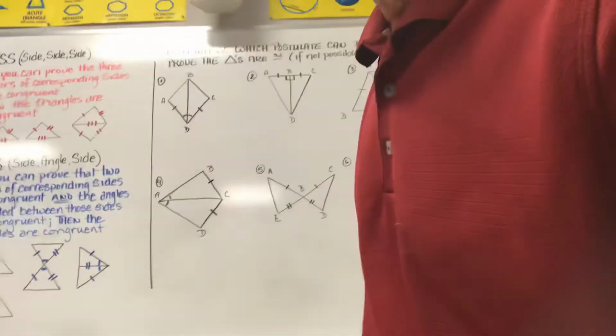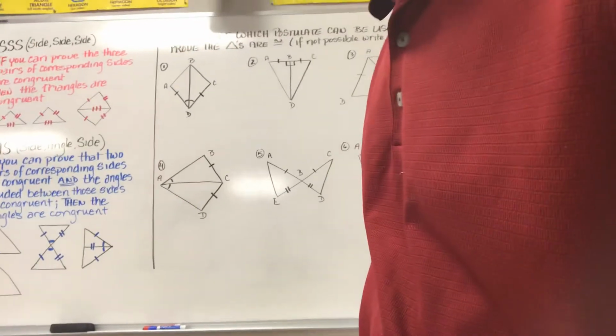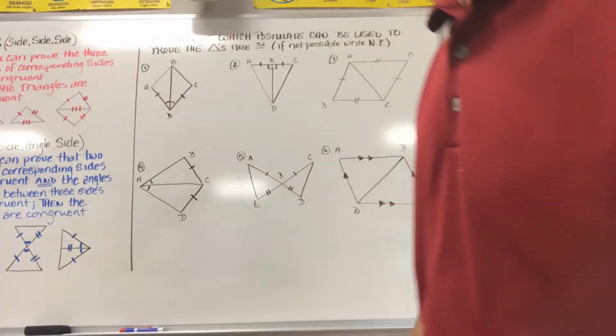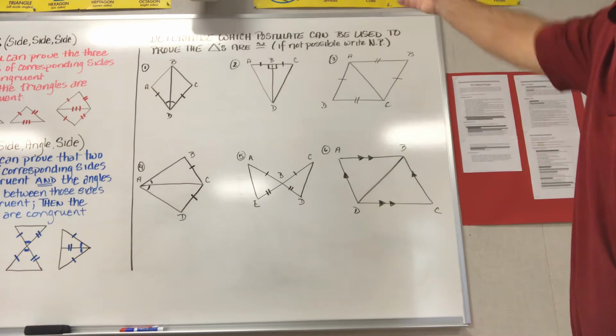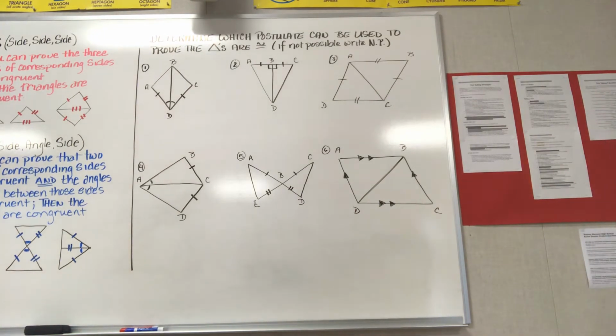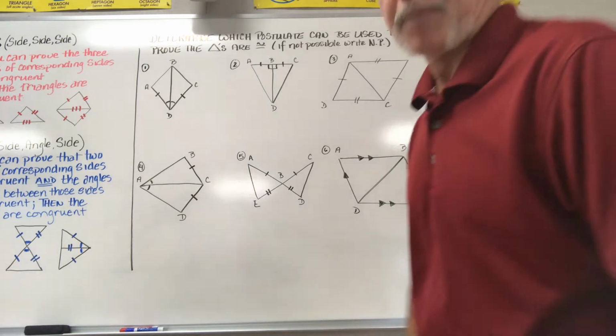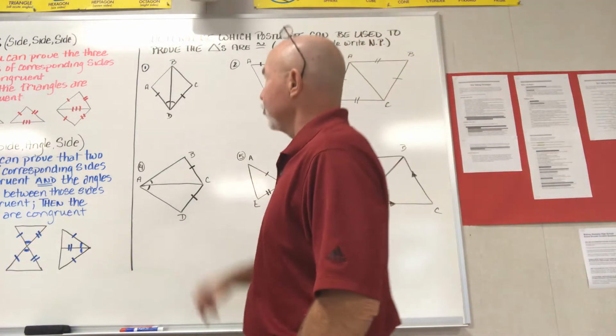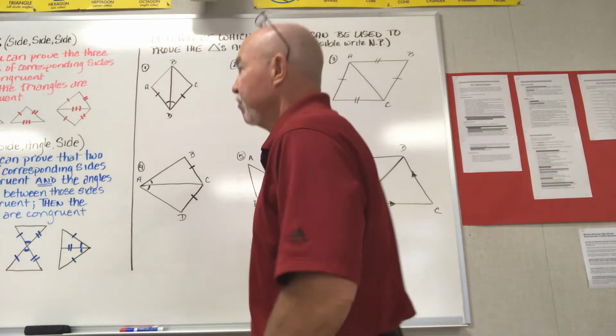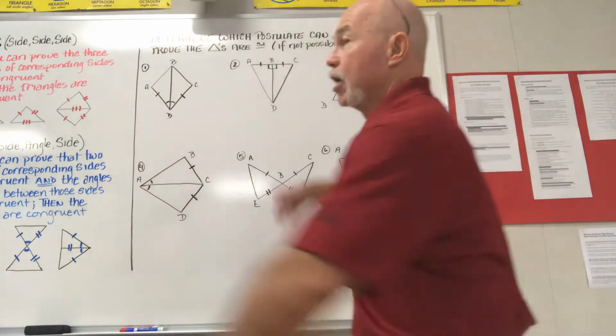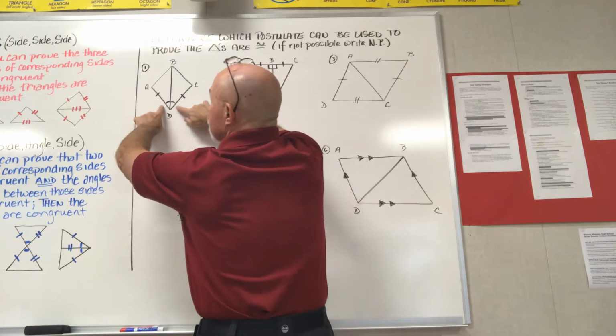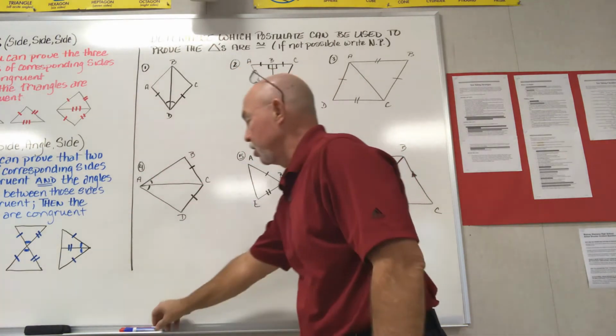Okay? Here we go. I've got 6 pairs of triangles. And the type of directions you'll see are this. Determine which postulate can be used to prove the triangles are congruent. If not possible, we just write NP, not possible. So look at this first one, okay? This first one right here has 2 sides given to us, 2 angles given to us.